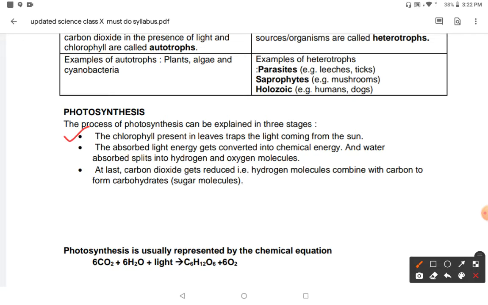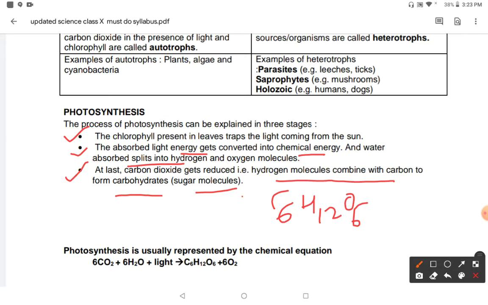Second, the absorbed light energy gets converted into chemical energy, and the absorbed water splits into hydrogen and oxygen molecules. The third one is that carbon dioxide gets reduced, and the hydrogen combines with the carbon to form carbohydrates like sugar molecules or glucose in the form of starch.